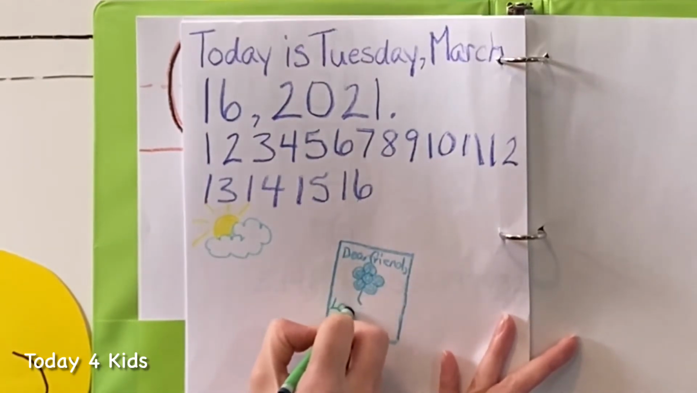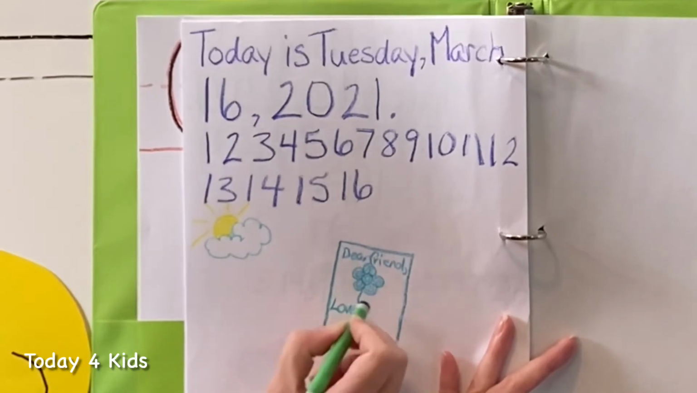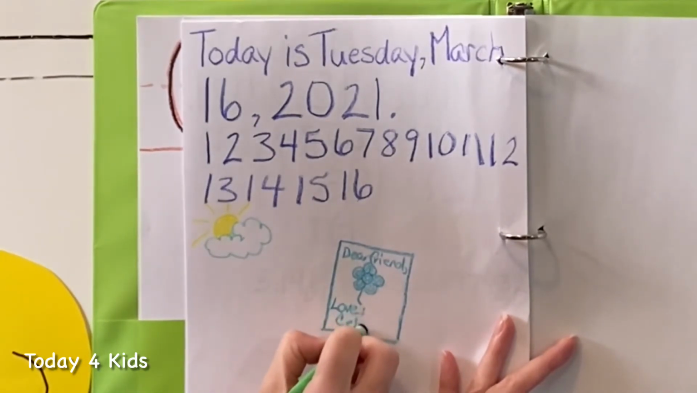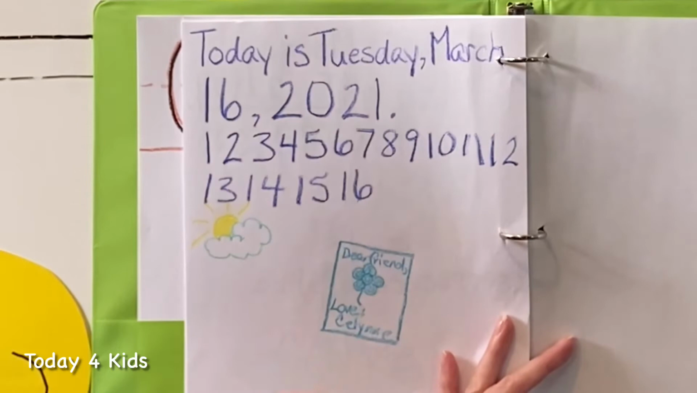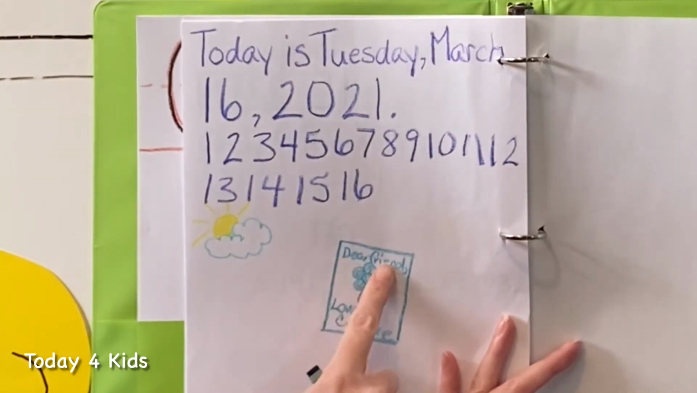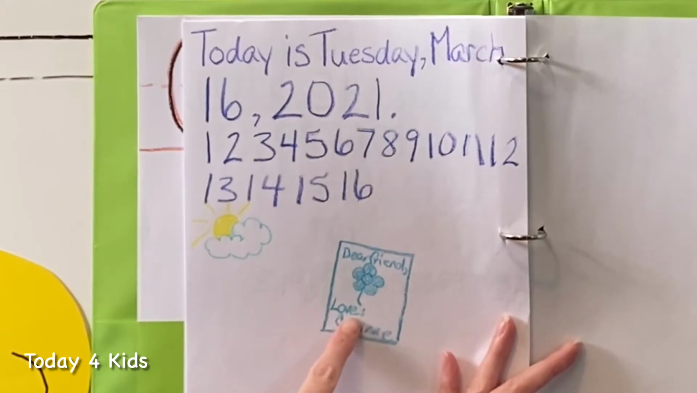And I'm going to put "Love," L-O-V-E, and then my name, C-E-L-Y-N-N-E. So we always start out with a "Dear" and the friend's name and then a comma. And then we say "Love" with a comma and then your name. And then this part is where you put your words or your picture.